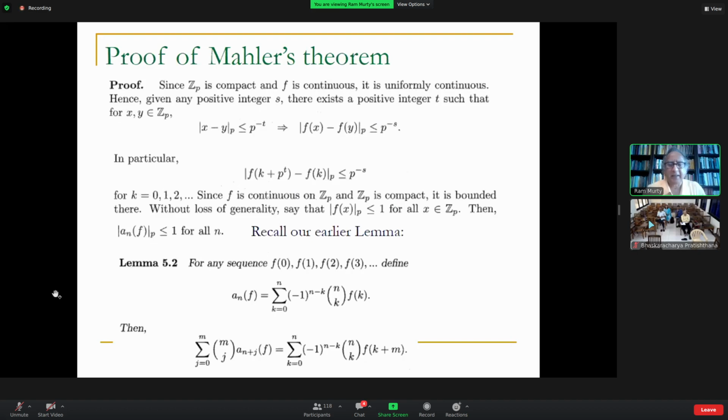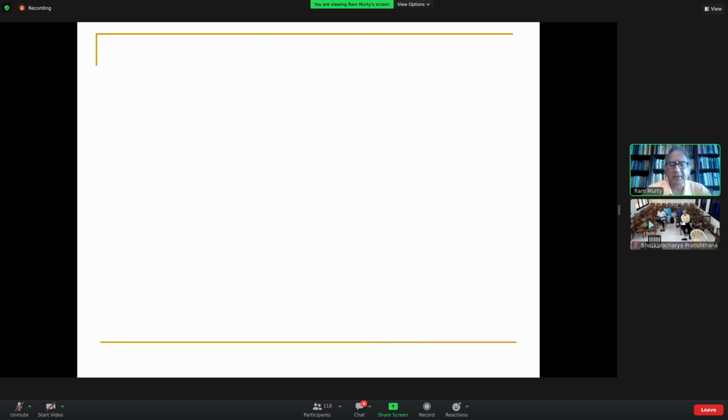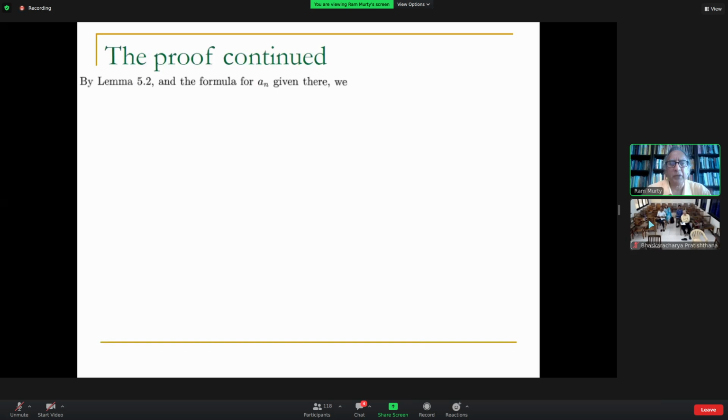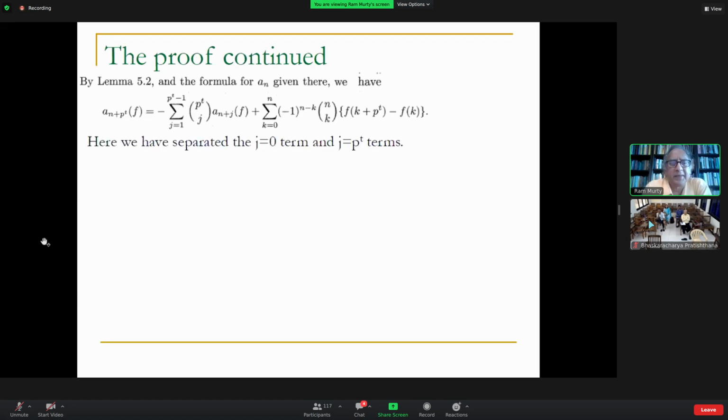And then that shift operator that I mentioned in the previous slide allows us to say that the summation of m choose j times a_(n+j)(f) is actually this alternating sum of n choose k times f(k + m). We had this lemma earlier. I left that as an exercise. Now I need to use that. So the formula for a_n given there, we have that a_(n + p^t) is this sum. This can be rewritten in this fashion: a_(n + p^t). I separate out the j equals 0 term and the j equals p^t term.